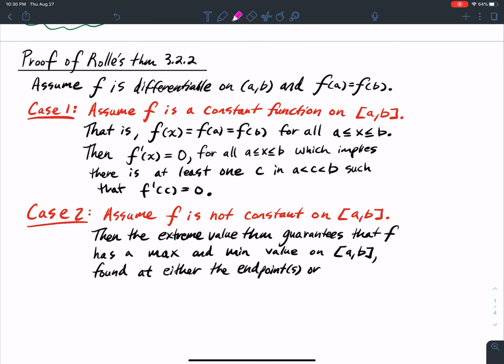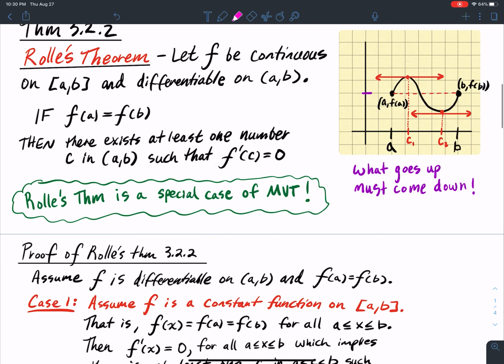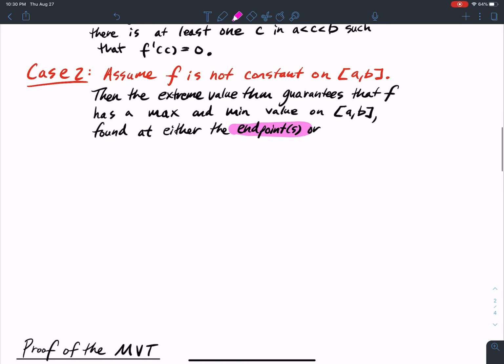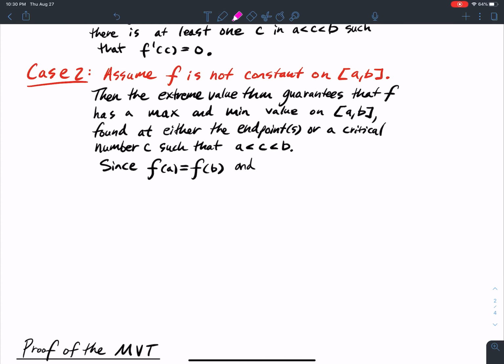So it's found either at an endpoint, right? Using the Clark way, we find maxes or mins either at an endpoint or at critical numbers, where the derivative is equal to 0 or does not exist. So there's some c between a and b such that those are critical numbers, by definition.